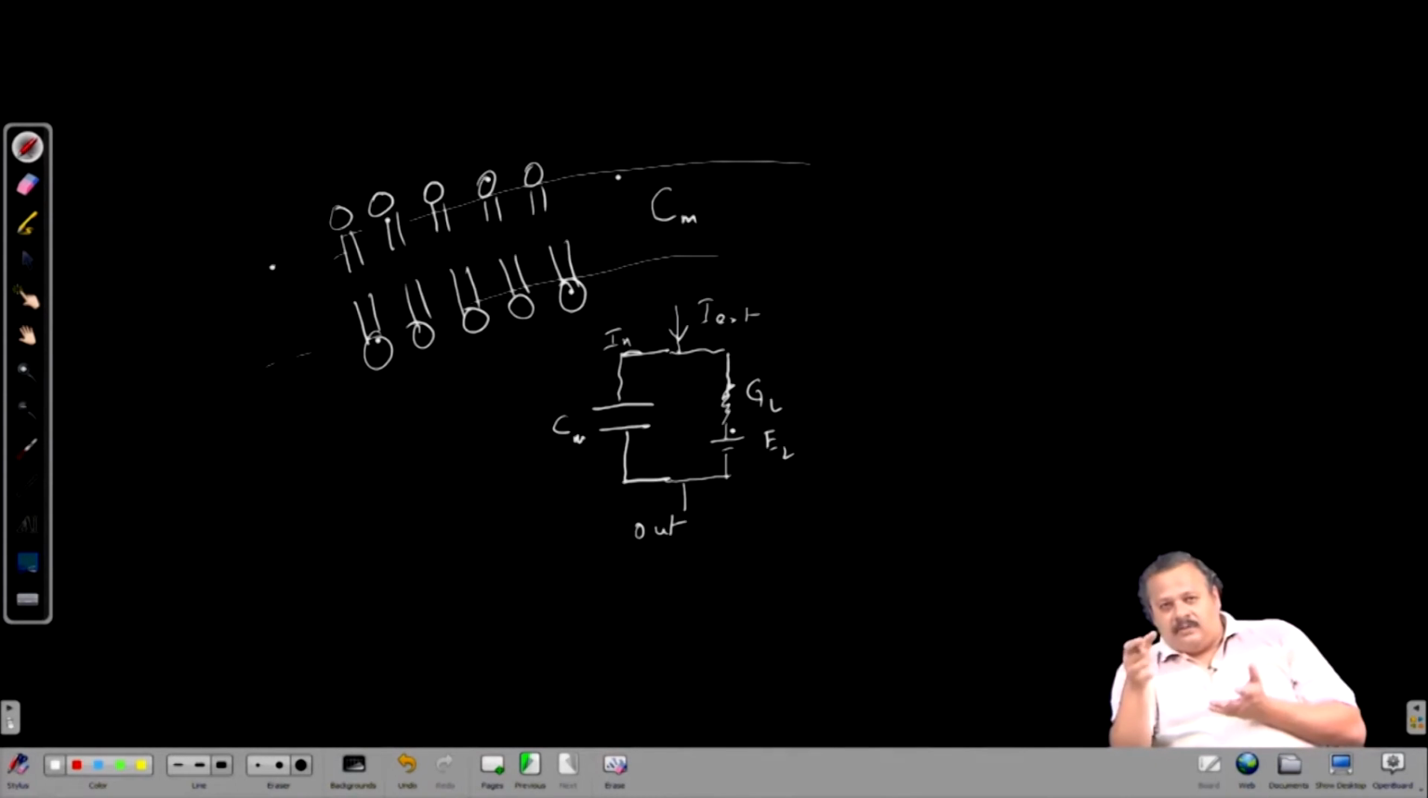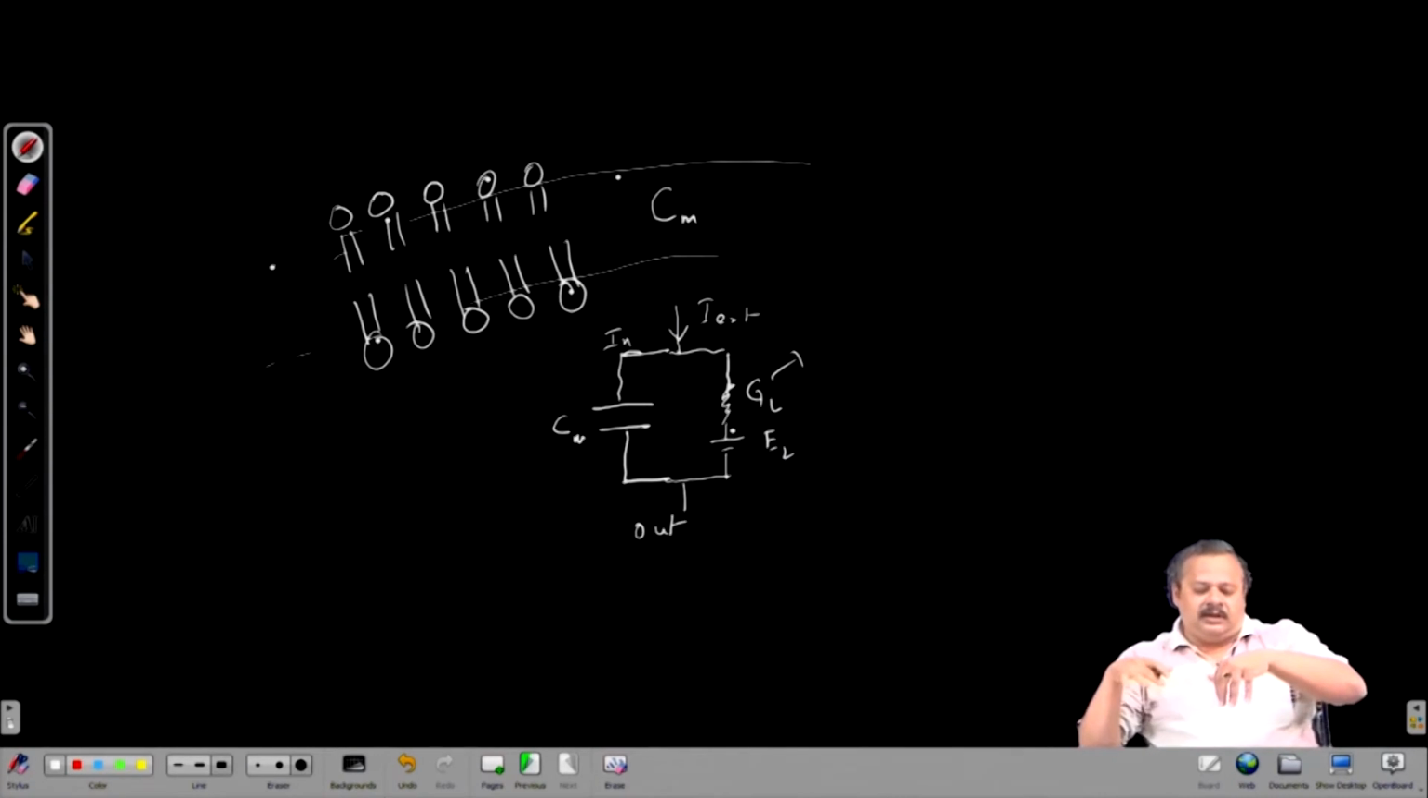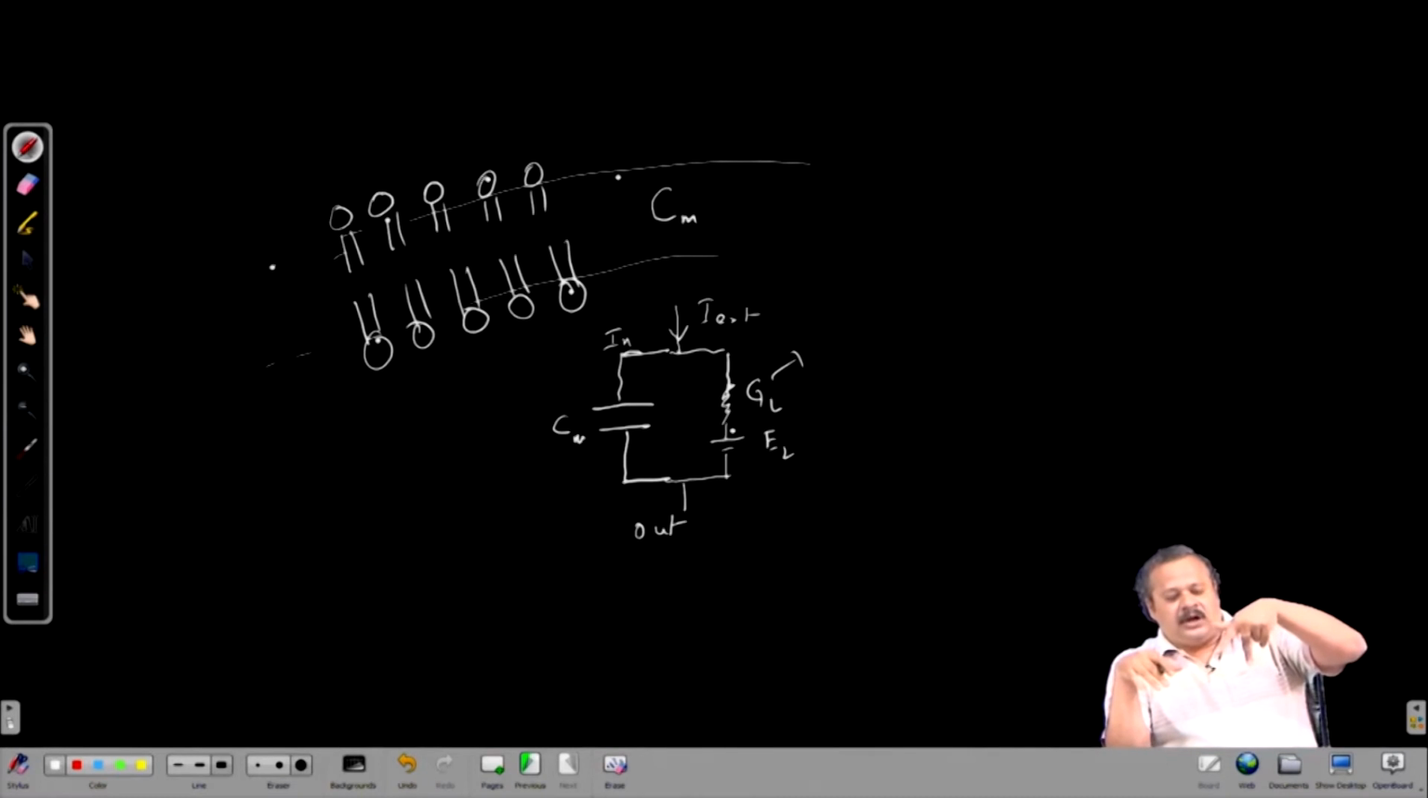Let us say you have learned about ion channels. We have not gone into ion channels as yet. We are calling this G leak, which may represent leaky channels that allow some baseline flow of ions across the membrane. So, essentially there are two paths for the current in parallel, one that is clubbed together as G leak and the other that is the capacitor.